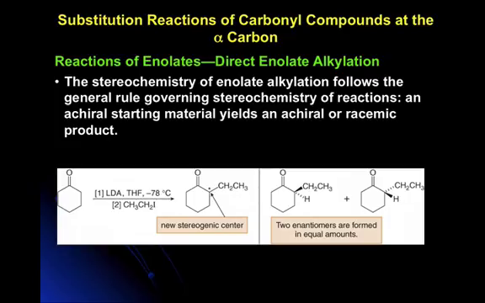And so the probability of the electrophile coming in from the top and the probability of it approaching from the bottom is 50-50. And so we end up with achiral starting materials will always give us racemic mixtures when they generate new stereocenters in the reaction. Okay.